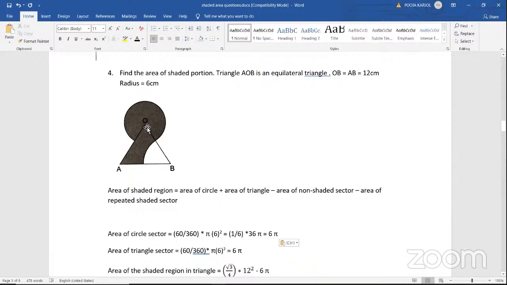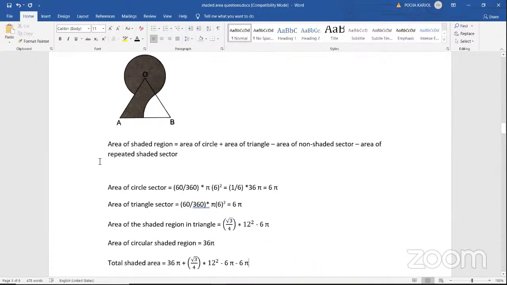And here we've taken the radius as 6 centimeters. Correct. And they've given OB as 12. So 12 minus 6 will be 6. Area of the triangle, root 3 by 4 into 12 square, which is the equilateral triangle formula, root 3 by 4 into a square. You don't need to subtract anything here, you can just find the area of the triangle.